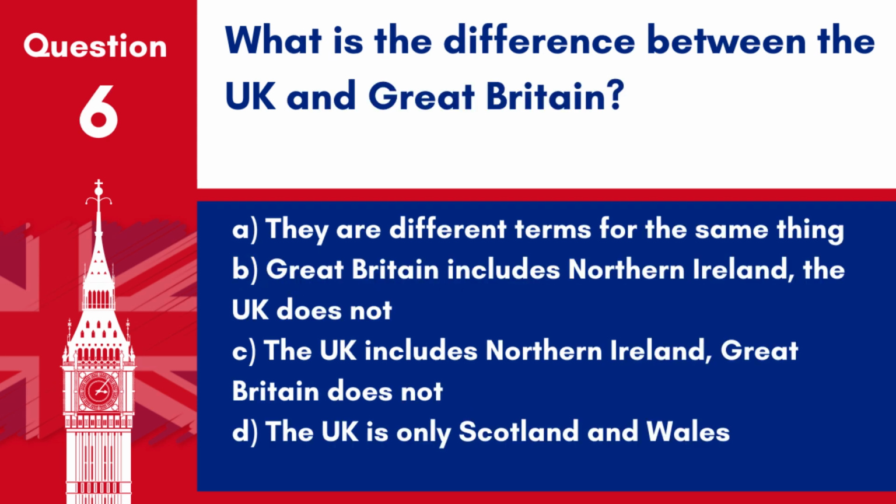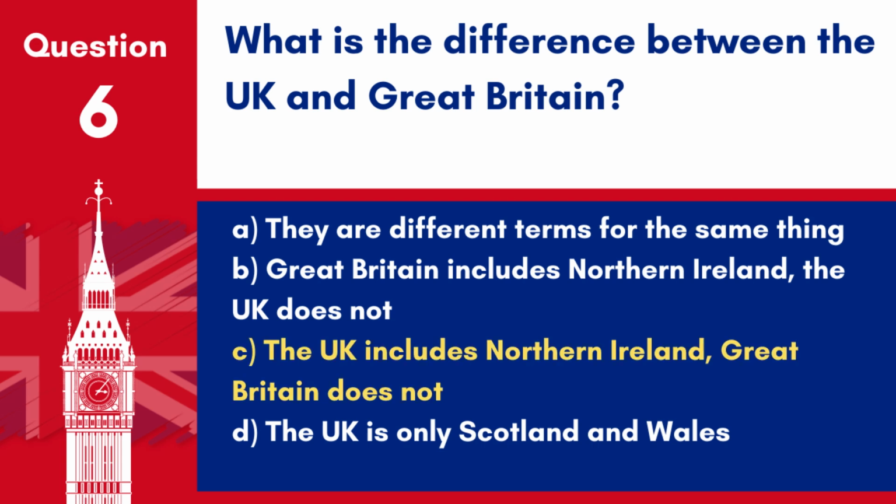Question 6. What is the difference between the UK and Great Britain? A. They are different terms for the same thing. B. Great Britain includes Northern Ireland, the UK does not. C. The UK includes Northern Ireland, Great Britain does not. D. The UK is only Scotland and Wales.